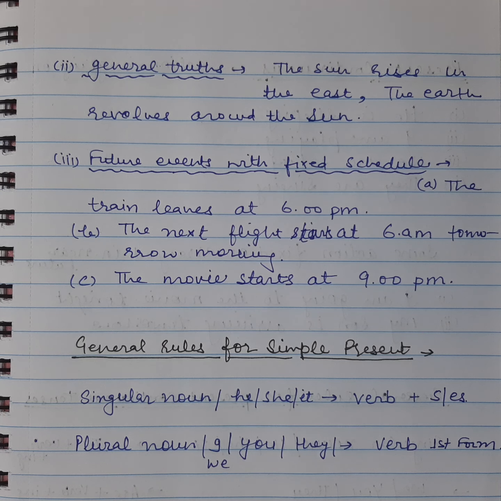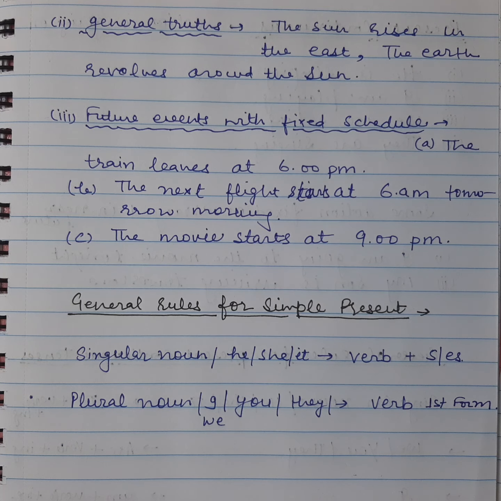So let's talk about the general rules for simple present. We use it with a singular noun and he, she, it. We use the verb and then we add s or es to the verb. So we use the base form or the first form of the verb and then we add s or es to the verb. For example, the movie starts at 9 p.m. The verb is starts and we are adding s because the movie is a singular noun.